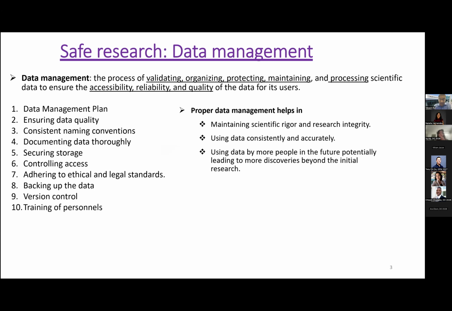And after following these 10 things, when we are collecting the data, analyzing or publishing anything, it helps us in maintaining the scientific rigor of the data and the research, using the data consistently and accurately. That means if somebody is leaving in between and the next person is joining, he or she can use the same data in the same way which the previous person was using, and accurately. And using the data by more people in the research area other than the person who is working on it. Means if you are publishing it, the same data set can be used by other persons also. So I will go one by one into the detail of each of these.